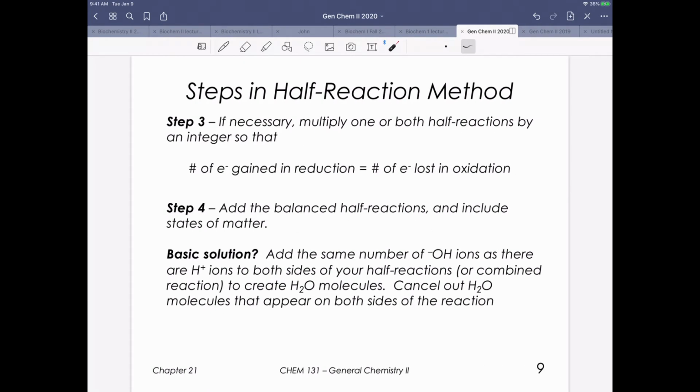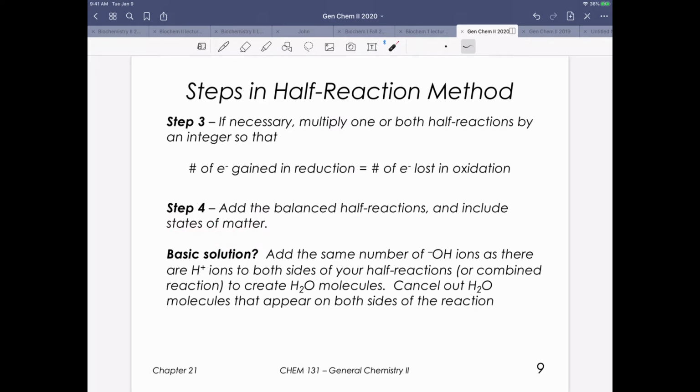Third step, we might need to multiply or scale up one or both of the half reactions by some whole number integer so that the number of electrons that are gained in our reduction half reaction equals the number of electrons that are lost in our oxidation half reaction. Once we've got all of that balanced, then we add these two reactions together, include the states of matter, and we'll have our final equation.